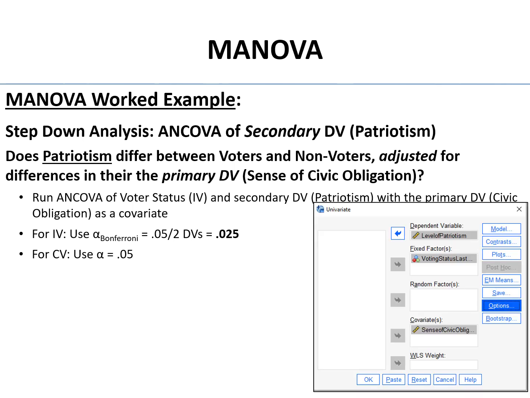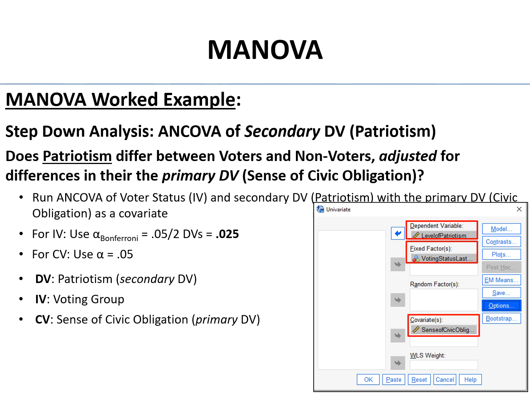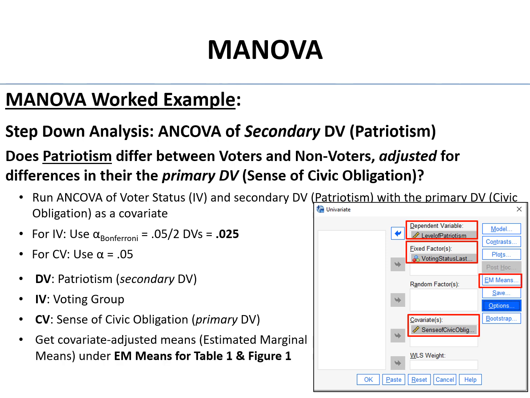Just showing you where things go. Oh, by the way, for the covariate, we still use 0.05. So our dependent variable is patriotism, so that's up there in the dependent variable box. IV is voting group. The covariate is our sense of civic obligation. And in here we went into the univariate ANOVA. So make sure when you're in here you click the EM means box, because you need those estimated marginal means, or covariate adjusted means, for Table 1 and Figure 1.